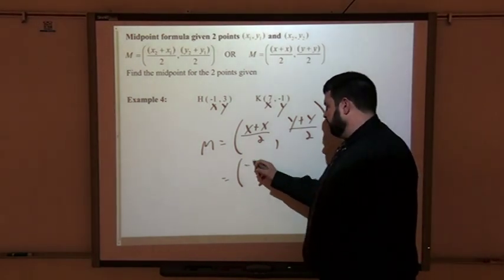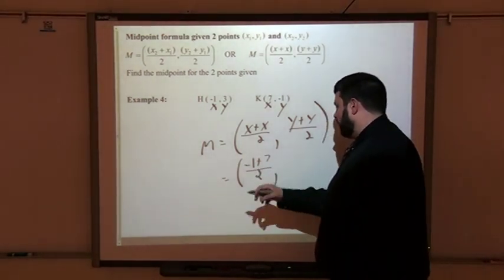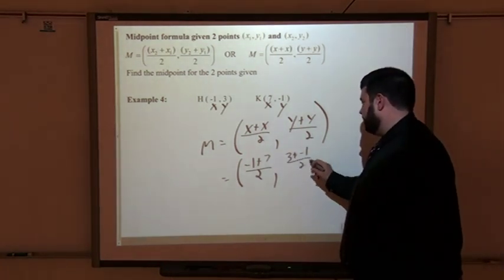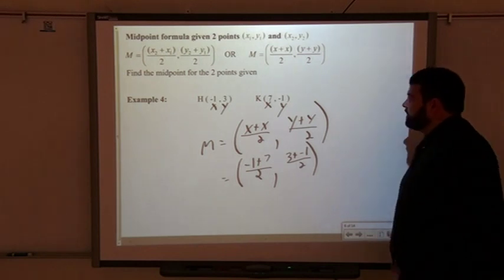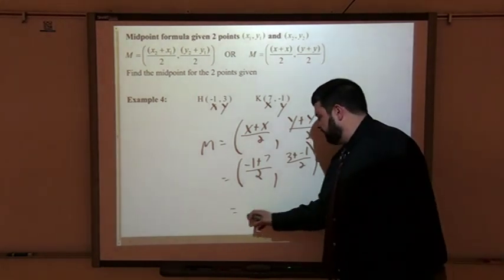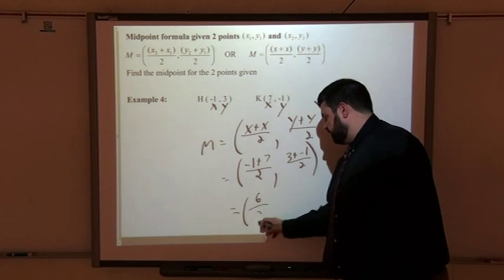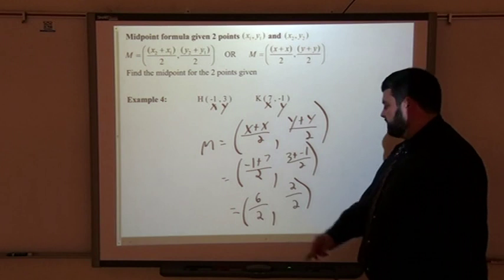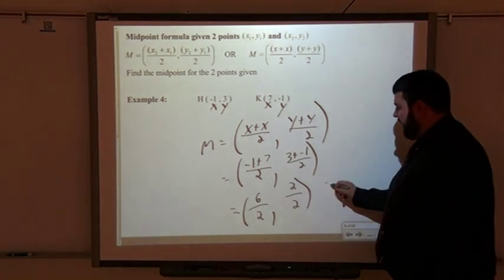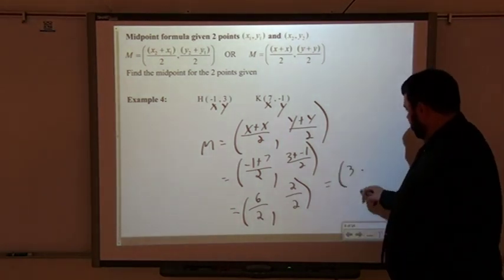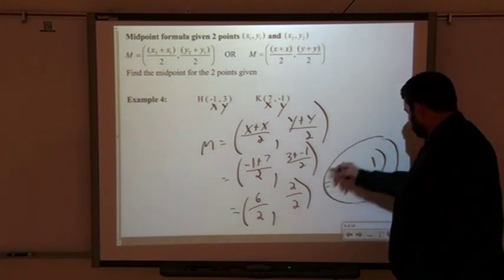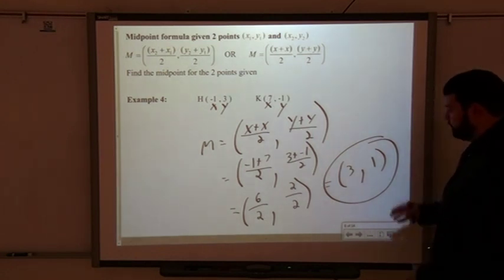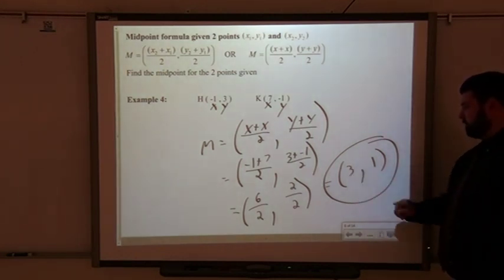So my x's are negative 1 and 7. So negative 1 plus 7 divided by 2. And my y's are 3 and negative 1 divided by 2. So negative 1 plus 7 gives me a 6 divided by 2. 3 plus a negative 1 gives me a 2 divided by 2. Now this time I get some nice easy math. So 6 divided by 2 is a 3. 2 divided by 2 is a 1. So that's your answer for this problem. 6 comma 2, 2 comma 2 boils down to 3 comma 1.